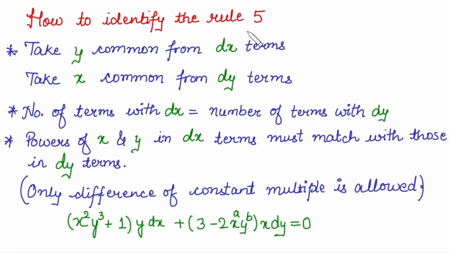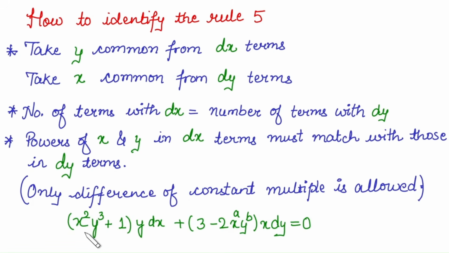After that, you need to identify what is the power of x and y in the dx term, and that must match with those in the dy terms. What do you mean by this? Suppose we have this differential equation. So here I have already taken y outside with the dx and x outside with the dy. Even the number of terms with the dx is equal to the number of terms with the dy. That is, the total number of terms in this case is 2, and even in this case is 2.